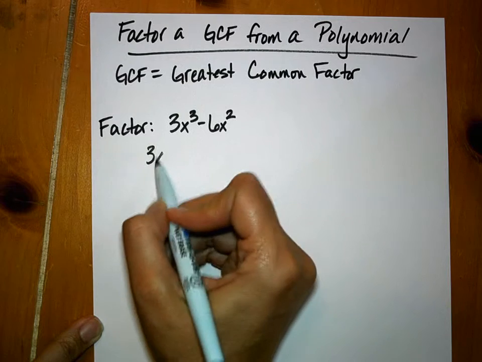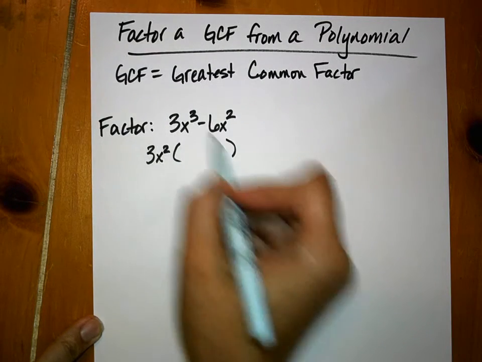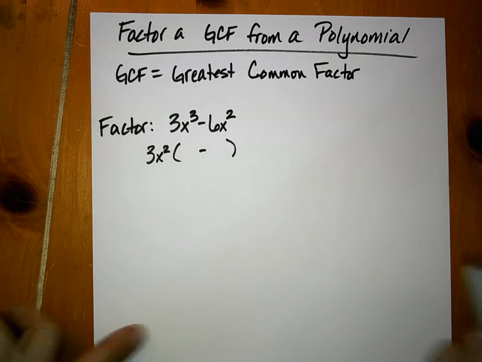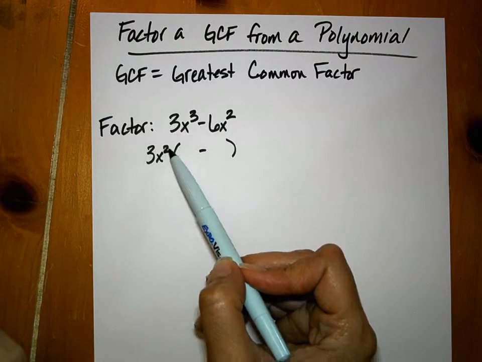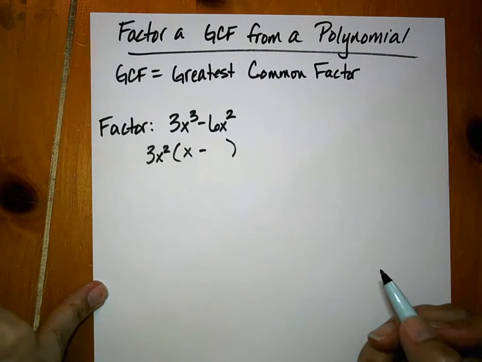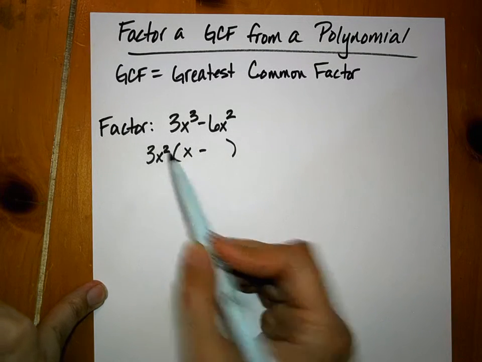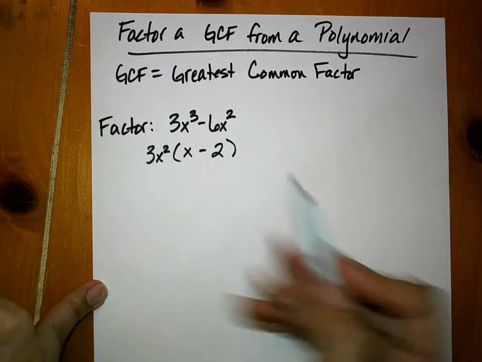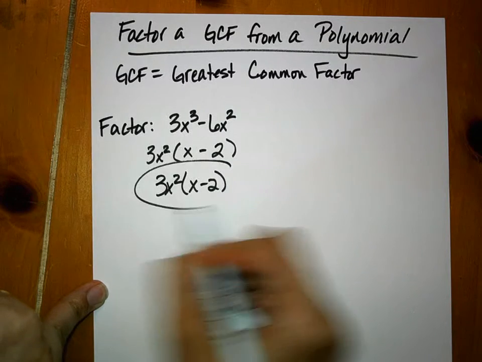You're going to set that aside, and then I said it was going to look like a distribution problem, so we put a parenthesis in along with the symbol. And now you have to remember your exponent rules, because what you're actually doing now is taking your 3x cubed and dividing it by 3x squared, and asking yourself, what's my result? Well, I'll be left with an x. And what if I take a 6x squared and I divide it by 3x squared? I'll be left with a 2. Okay? And this is your final answer, 3x squared times x minus 2.